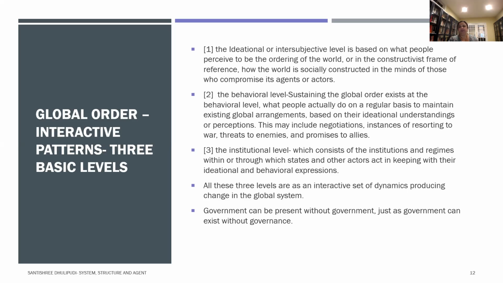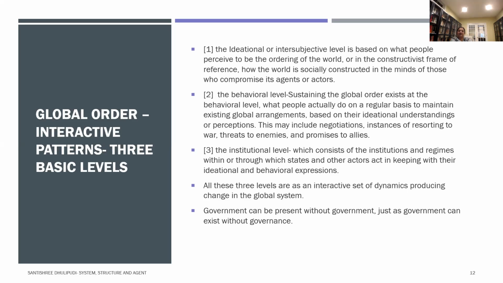Two, the behavioral level. Sustaining the global order exists at the behavioral level: what people actually do on a regular basis to maintain existing global arrangements based on their ideational understandings or perceptions. This may include negotiations, instances of resorting to war, threats to enemies, and promises to allies. Three, the institutional level, which consists of the institutions and regimes within or through which states and other actors act in keeping with their ideational and behavioral expressions.